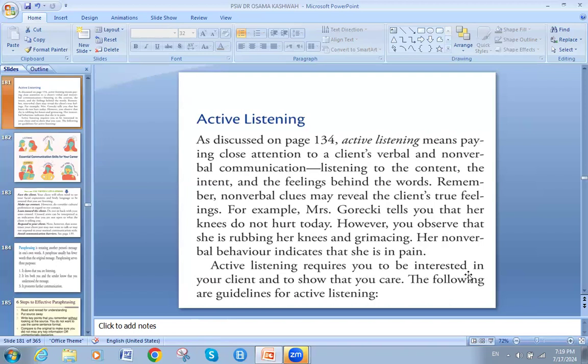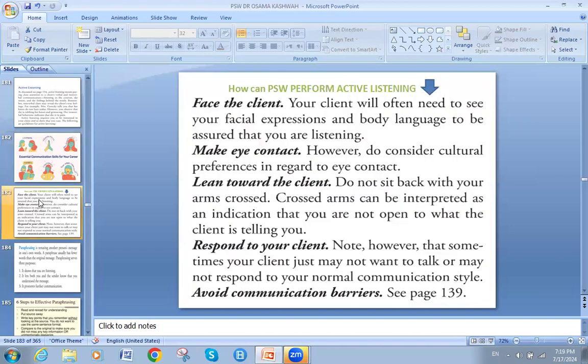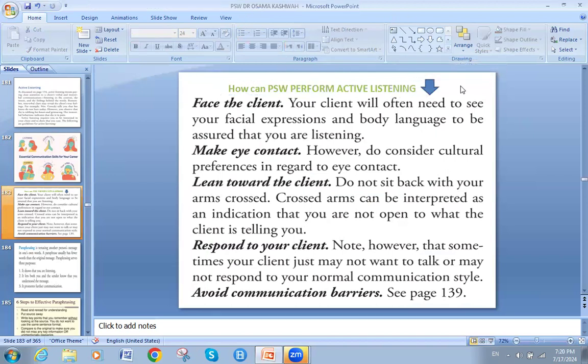Active listening requires you to be interested in your client and to show that you care. The following are guidelines for active listening. So be always with the client. Active listening: essential communication skills for your career, confidence and feedback, nonverbal communication, and open-mindedness. Here are things which you have to say. So how can a PSW conduct active listening?